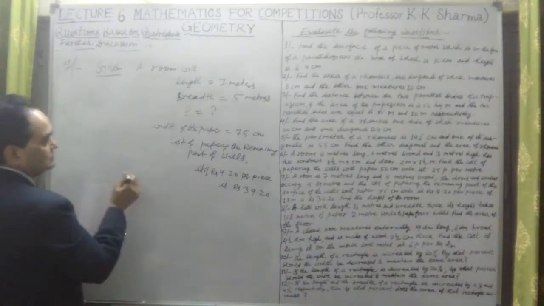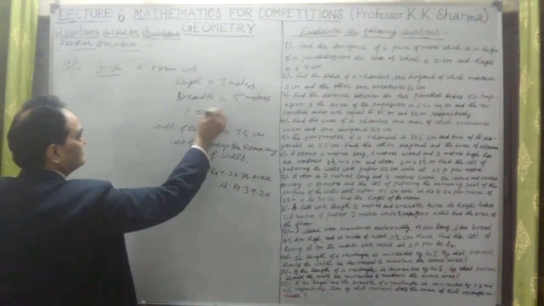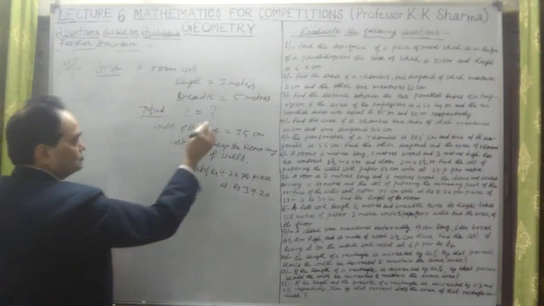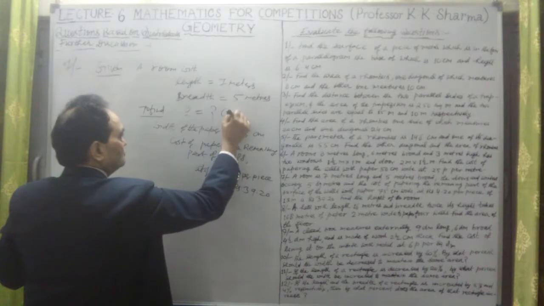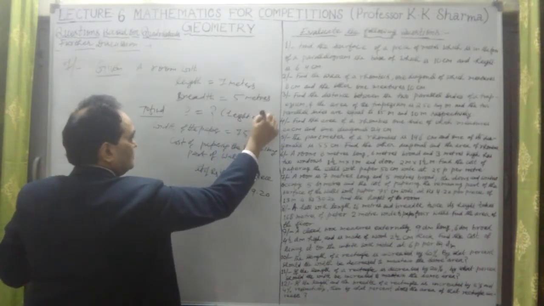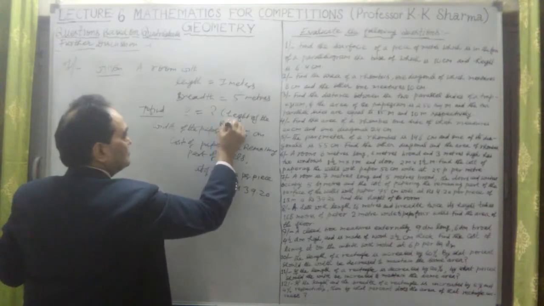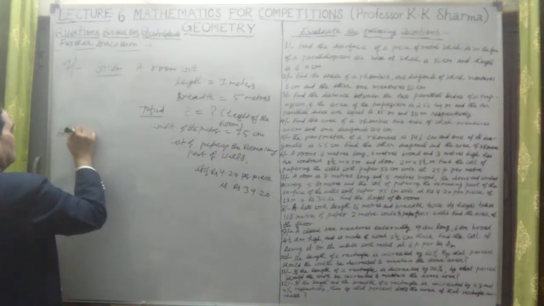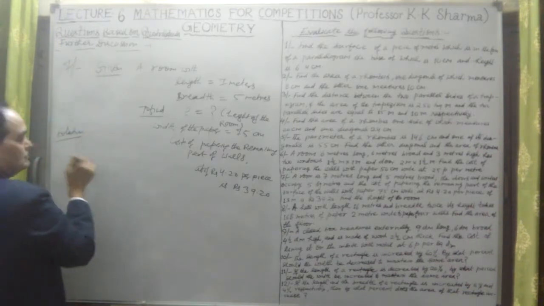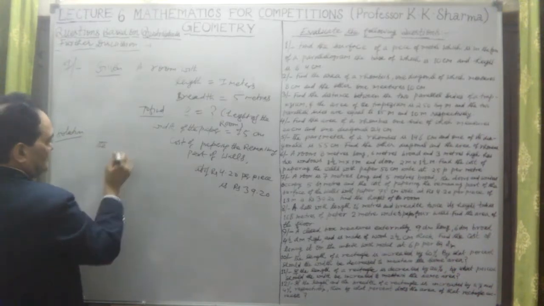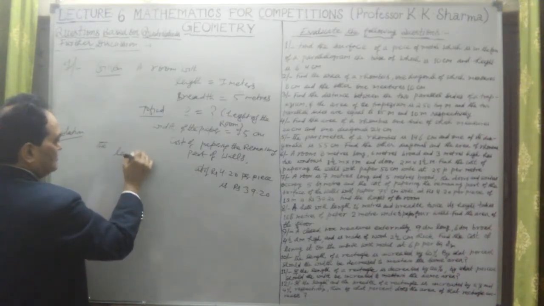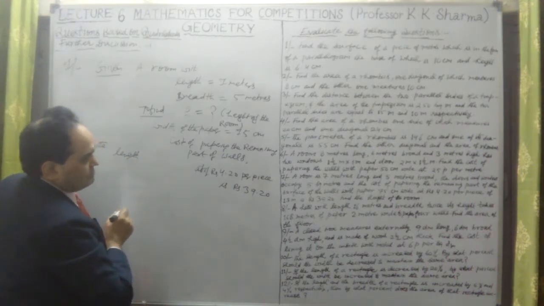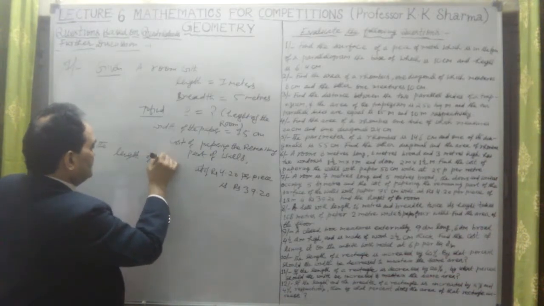So let me find here the height of the room. This is required: find the height h of the room. We have to find the height of the room. Solution. Now try to understand. Now what is the solution here? The length of the paper.